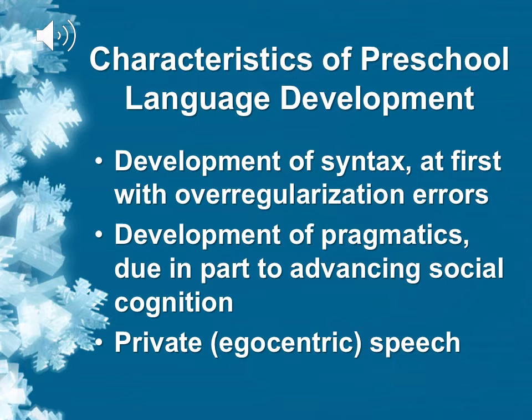Social cognition is thought about social relationships, thought about people. And we argued in our lecture on cognitive development that especially once kids get to the middle of the preschool period, they're starting to understand much better how other people think, what other people expect, and what other people want, rather than simply assuming that their own wants and thoughts are what everybody else experiences. So as they're able to distinguish between their own mental world and other people's mental world, the pragmatics of their speech become more appropriate.